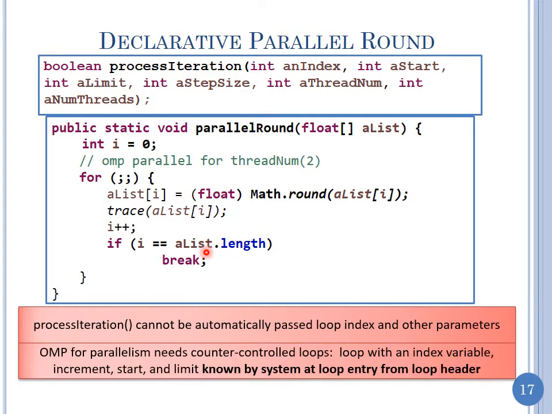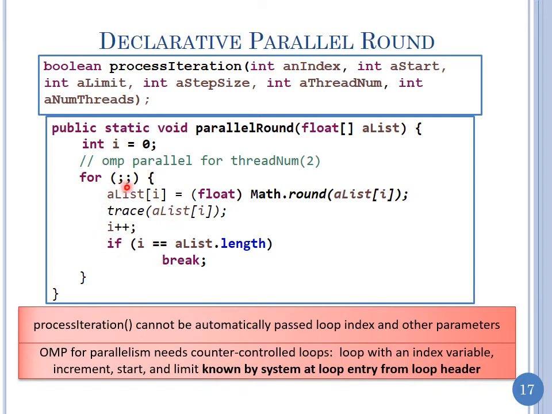So when I've taught loops, I've distinguished between counter control loops and event control loops. Counter control loops are loops where we know the increment, start and limit at loop entry from the loop header. If you look at this code, we know what these values are at the start of the loop, just by looking at the code.